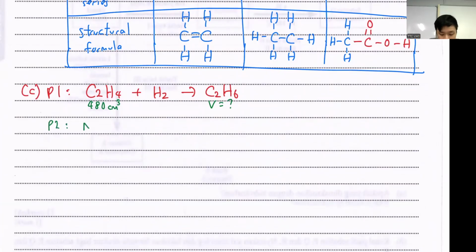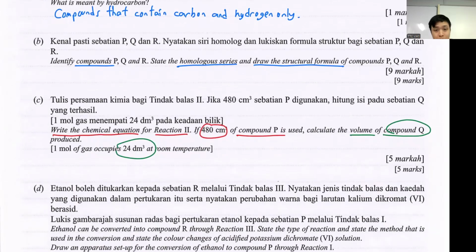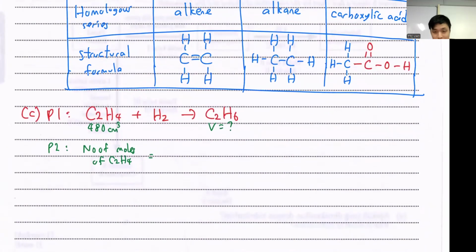The first step is to find the number of moles of C2H4. They give you molar volume, how many? Molar volume 24. So you use the formula: number of moles equals volume over molar volume. So you straight away use 480. Don't forget they give you in cm cube, which means you divide by 1000 to change to dm cube. Then you divide by the molar volume 24. Then you get 0.02 mol. First part.